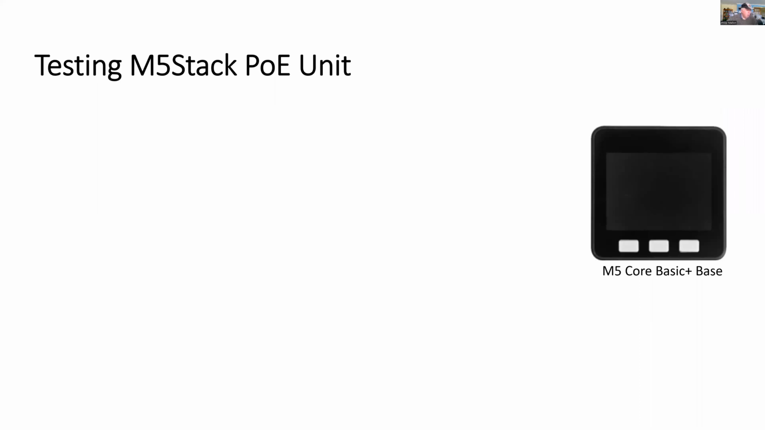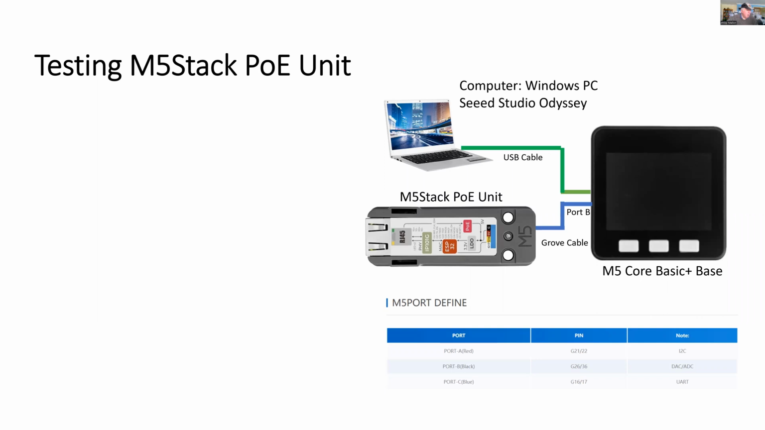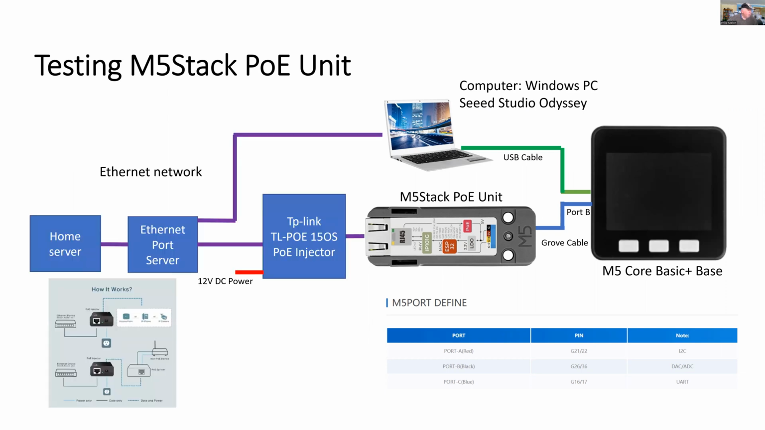So we're starting off with the core plus the M5 Go base. Connect to port. I've got down here port B, which is the black one, but actually in the project, that should be port C, which is the blue colored port on the core. And I connect the USB cable to my Windows PC. The rest of the connections are all Ethernet. So I've got one Ethernet connection going to a port server. And the port server also provides an input to the power over Ethernet injector. And that connects to the M5 Stack PoE unit.